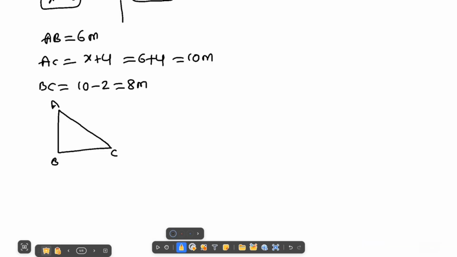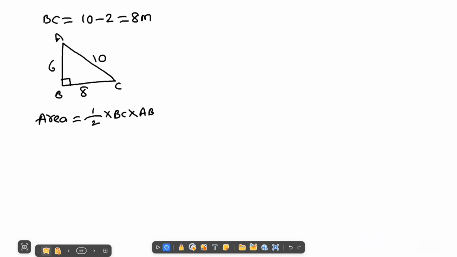ABC. So here we got this is 6, this is 8, this is 10. Now area is nothing but half into base into height. Here BC is the base and height is AB, because angle at B is 90 degrees, therefore either AB or BC can be base, the other can be height. So half into base into height.